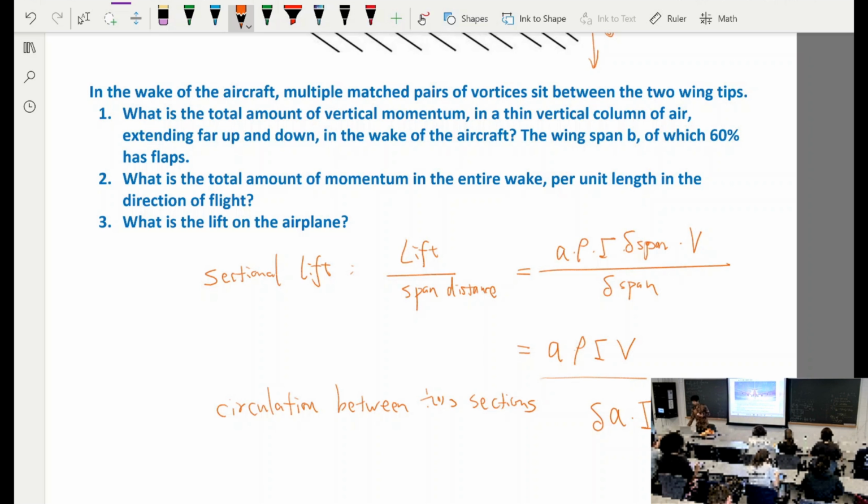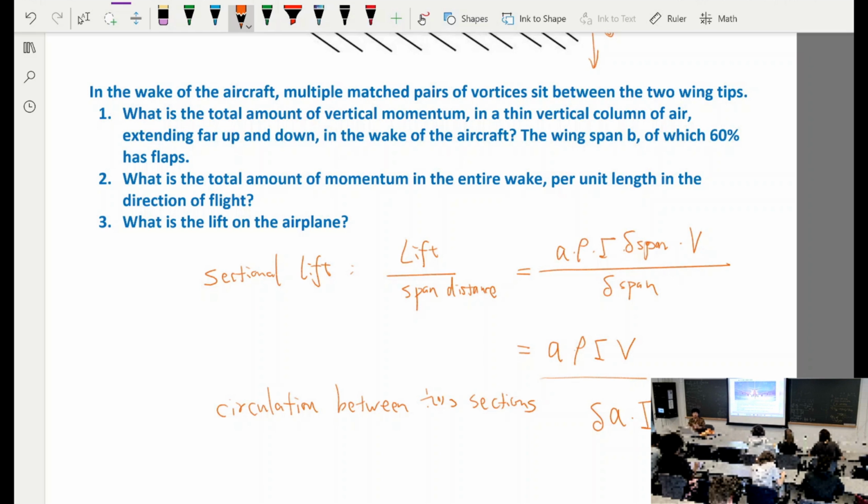So to get the answer to the second question, right, we have to integrate the momentum per unit area over an area. Okay, so the area that has meaningful momentum is from one wingtip to another wingtip and over a length of 1, right? So if you perform the integral, you are going to get 2 rho times gamma times the length in between the two flaps, which is 0.6 b, and then plus 1 times rho gamma times the remainder of the span, 0.4 b. So if you add it up, it'll be 1.6, right, times rho gamma b.